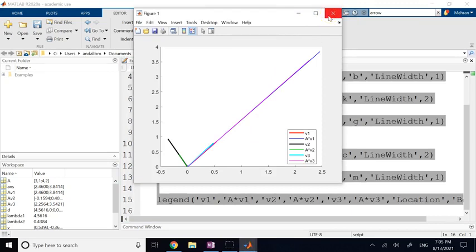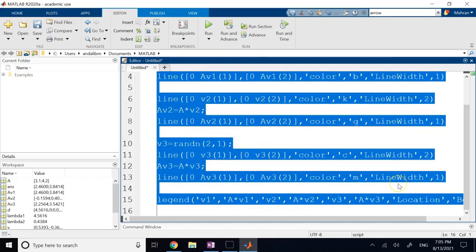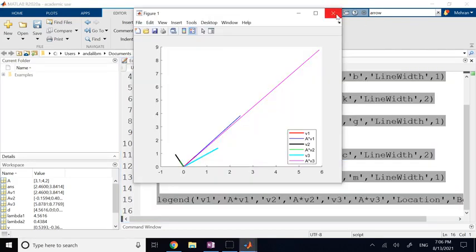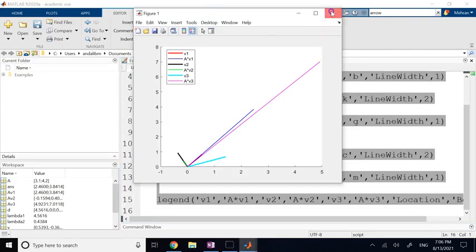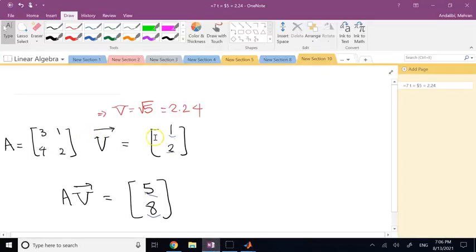The thing is, when I do that, since the rand command always generates positive numbers, my vector V3 is always in the first quadrant. But if I do randn, now they can be negative as well. Now look, there we go. You see, now they are a little bit different. And now again, different, right? Now completely different.